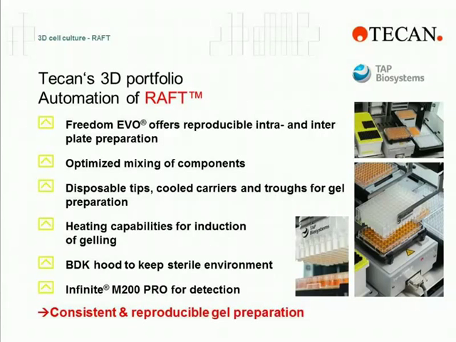Okay, so the second company I want to introduce, the second collaboration I want to talk about, is with TAP Biosystems. Again, we focused on the automation of the system with our Freedom EVO liquid handler. In this case, the whole procedure is a little bit more tricky, as you need to optimize the mixing of the components. The liquid handler needs to have some unique features like cooled carriers for gel preparation, a heating capability to induce the gelling, and a HEPA hood to keep the whole environment sterile. So not as easy as with the Alvetex system, but of course by automating the RAFT technology you can achieve a very constant and reproducible scaffold preparation.